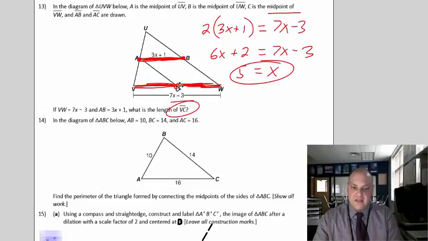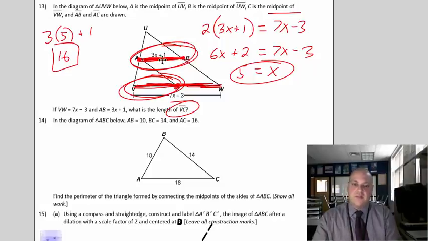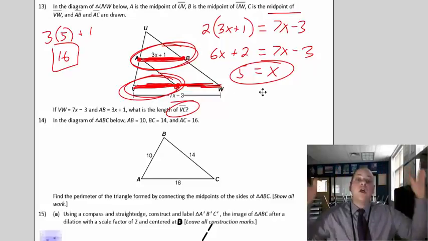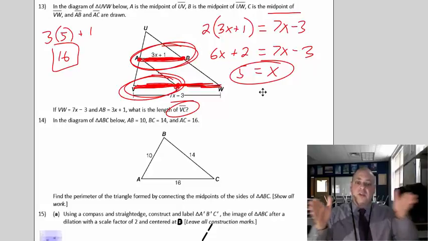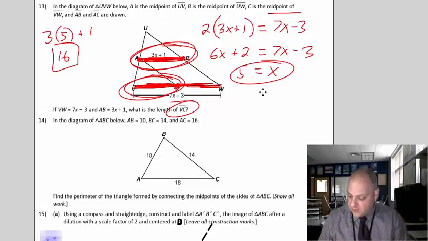Now, VC is half of the whole thing. So VC will actually be the same as AB. So 3 times 5 plus 1, that'll be 16. So my final answer is 16. The mid-segment's 16, the whole thing will be 32. It'll be 16 for the small one, 32 for the full thing, but we just want VC, which is half. So we just want the 16. That'll be our final answer there.